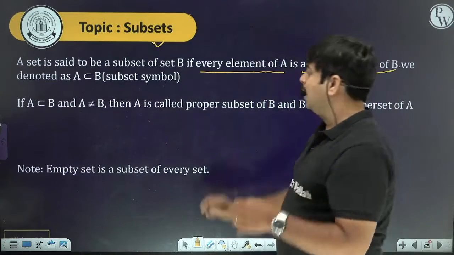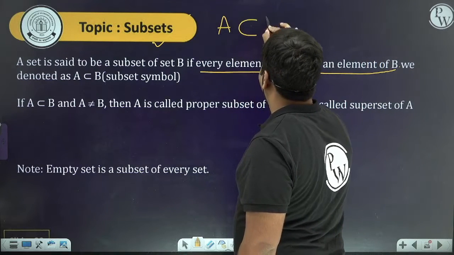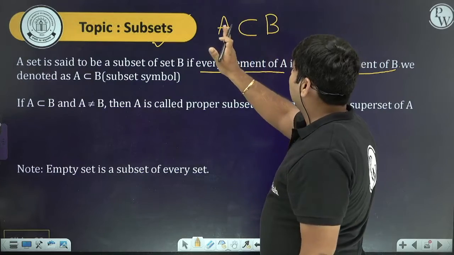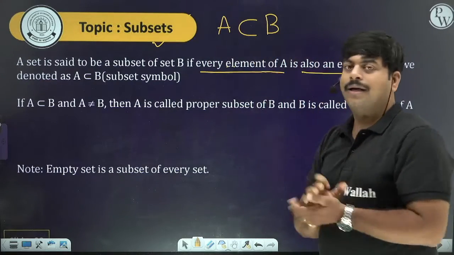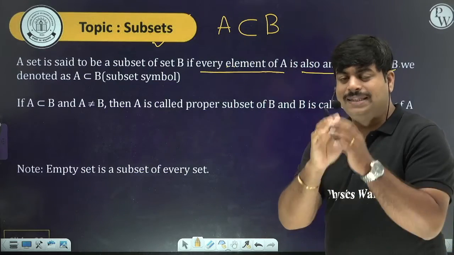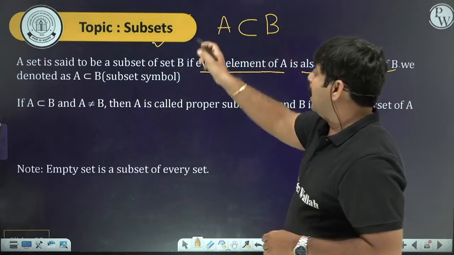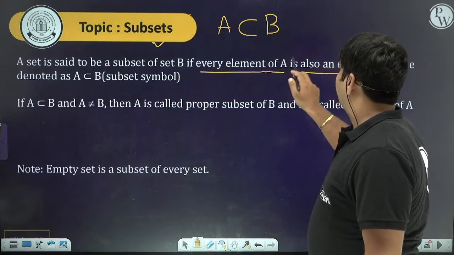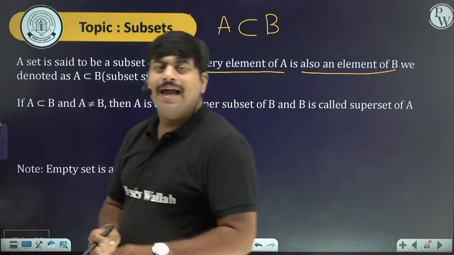Something like this one, A subset of B. We read that as A subset of B. So when I say A subset of B, what happens? Which set is small? Which set is big? Every element of A is also an element of B. That means A is small. A is a small set.